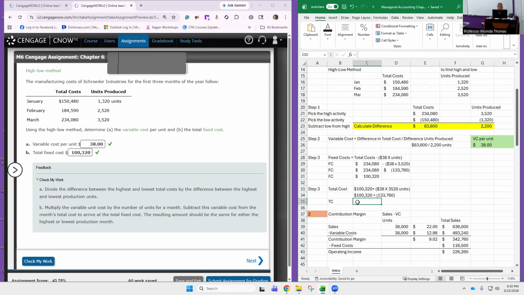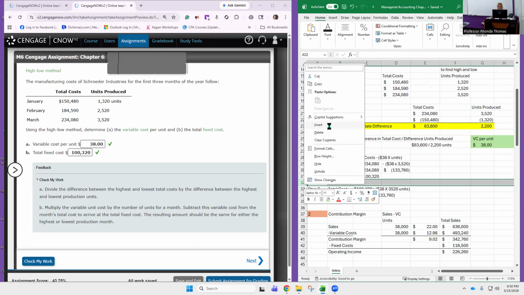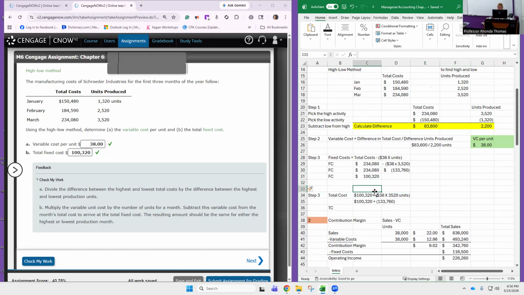Okay, so if these are the numbers that we have, this is the fixed cost, and this is the variable part. Okay, so I'm gonna take this down one and show that here. So this is fixed costs and variable costs. Okay, and if we take 100,320 in fixed and 133,760, we should balance to the total cost of $234,080. Okay, let's see if that's true.